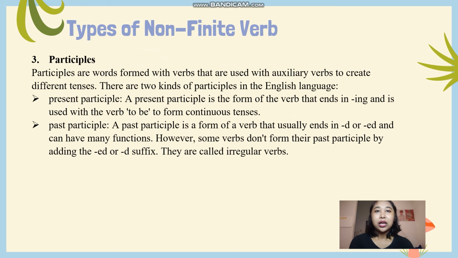Second, past participle. A past participle is a form of a verb that usually ends in d or ed and can have many functions. However, some verbs don't form their past participle by adding the ed or d suffix. They are called irregular verbs.